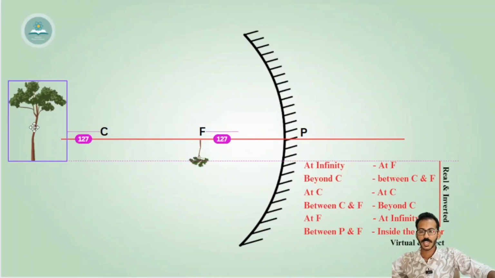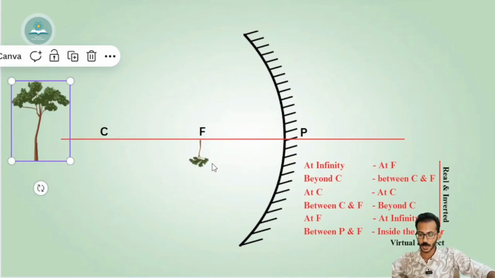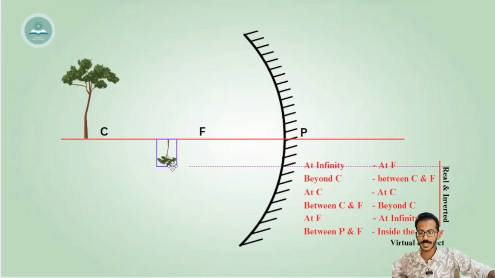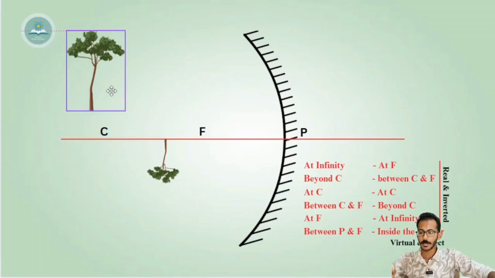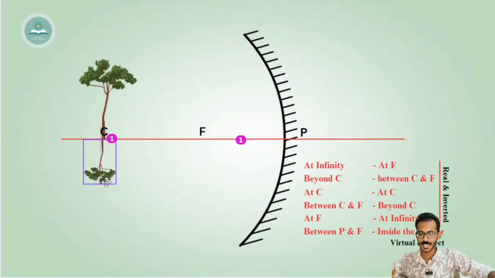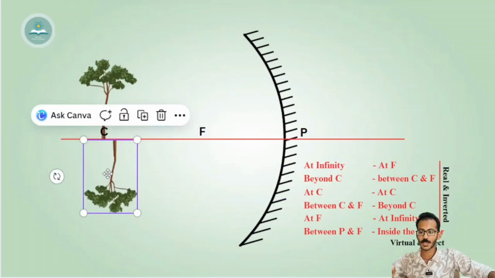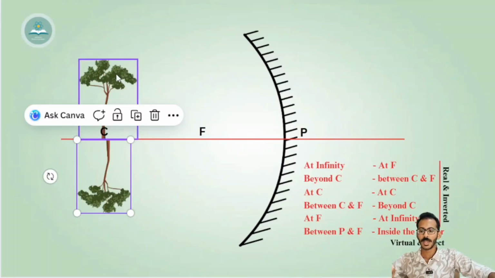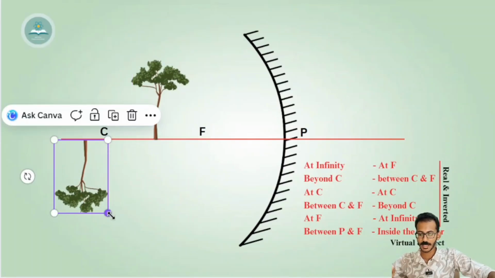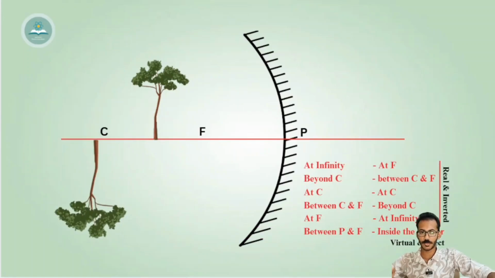When we place the object at infinity, we'll get the image at focus. When we place the object beyond C, we'll get the image between C and F. It is diminished compared to the object, but enlarged compared to the image that we got at the focus. Now, I'm keeping my object at C. I'll get my image at C itself. Here, both sizes will be equal. Now, I'm placing my object between C and F. I'll get my image beyond C. It will be enlarged compared to the object.